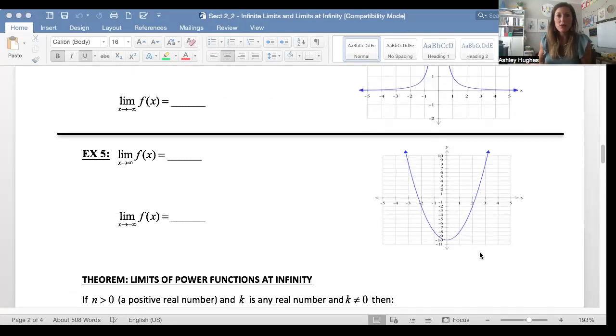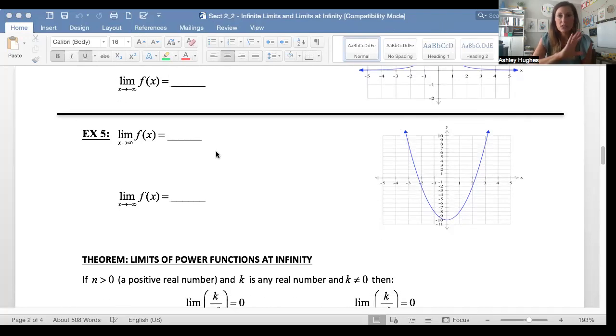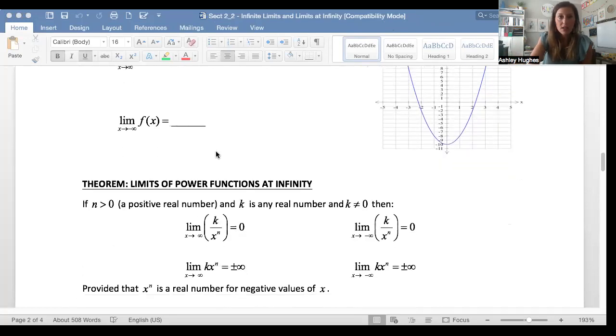Now this one, as I go to infinity, I go this way, and I notice this is just going up and up and up. So it's not approaching any horizontal asymptote. This just keeps getting bigger. So it's going to infinity. And this one's going up and up too. It's also going to infinity. So you don't always have a numerical value when you're approaching infinity. Some graphs have horizontal asymptotes, some do not.